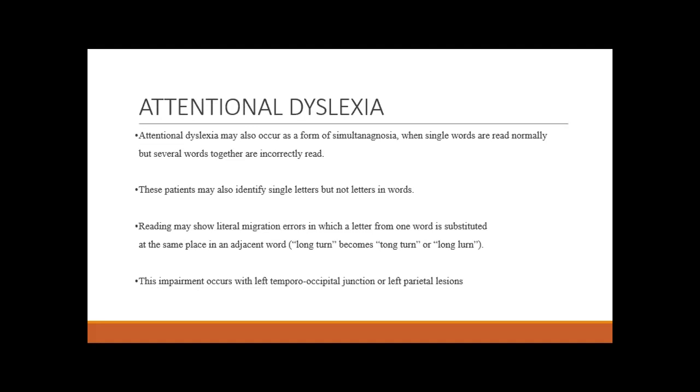Then we talk about attentional dyslexia. Now, attentional dyslexia may also occur as a form of simultanagnosia, where single words are read normally, but several words together will be incorrectly read. These patients may also identify single letters, but not letters in words. Reading may show literal migration errors, in which a letter from one word is substituted at the same place in an adjacent word, like long turn becomes long learn. This impairment will also occur with left temporo-occipital junction as well as left to right junctions.